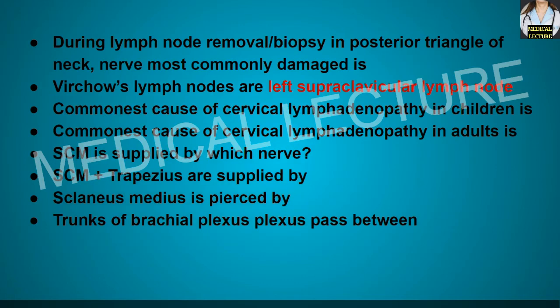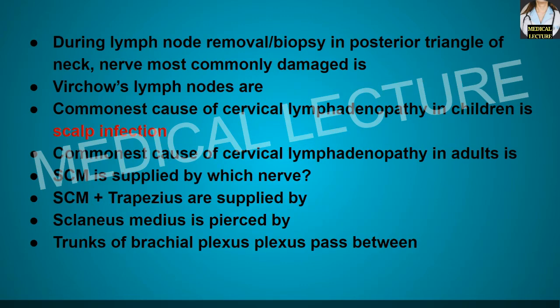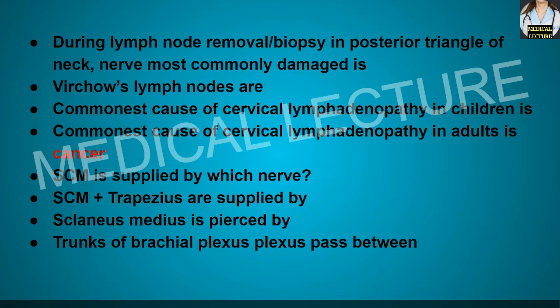Which lymph nodes are known as Virchow's lymph nodes? The left supraclavicular lymph nodes. Commonest cause of cervical lymphadenopathy in children is? It is a scalp infection. Commonest cause of cervical lymphadenopathy in adults is? It is cancer.